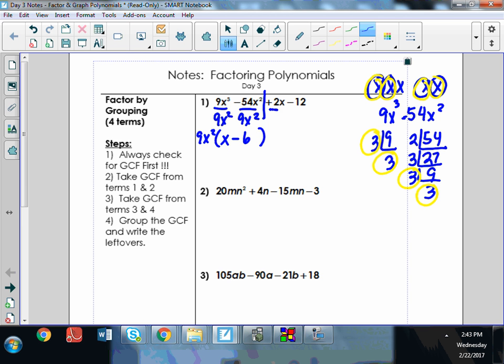This one, positive 2x and negative 12. What do they both have in common? 2. So they have 2 in common. The negative 12 doesn't have a variable, so there's no way they can have a variable in common. So we're going to put plus, because it's a positive 2. Inside the parentheses, I'm going to reduce. My 2x divided by 2 is just x. And here, negative 6. What do you notice about what I factored so far?